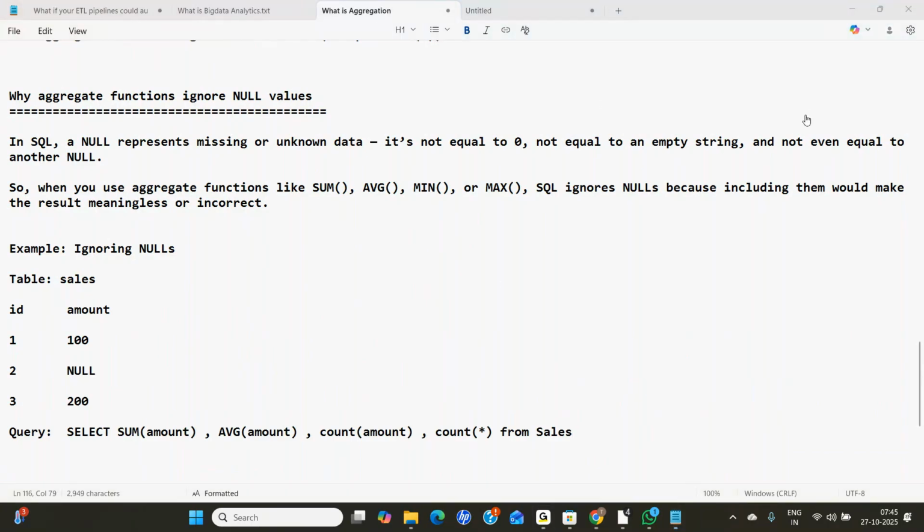Uma, can you say what could be the answer for this? Yeah, the sum will be 300, average will be 150, count will be 2, and count star will be 3. Count of amount will be 2. Okay, good.